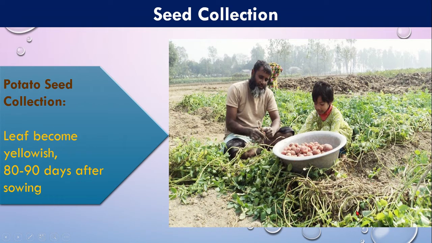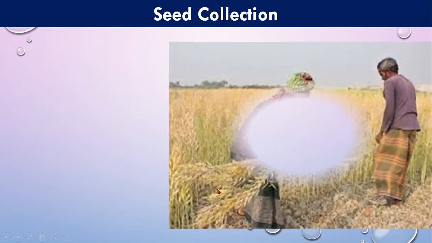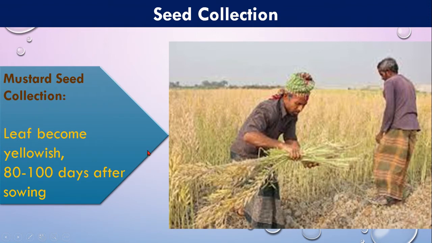The leaves become yellowish when the potato seed plant is ready. At that time you understand that you can collect the seed now. It will happen 80 to 90 days after sowing of the seed. Next one is mustard seed. If you have a look, these people are collecting the mustard seed when the leaves become yellowish, that means all seeds have become mature, and this will happen 80 to 100 days after seed sowing or planting.